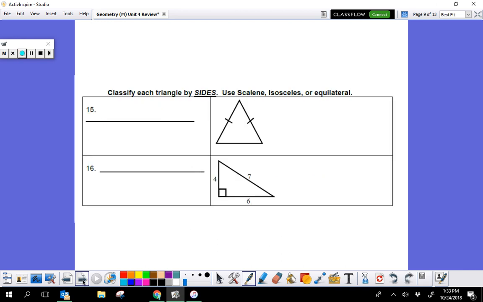Number 15, classify each triangle by its sides using scalene, isosceles, or equilateral. Remember, scalene means all different. Isosceles means two the same. And equilateral is all the same. Okay, so this first one, you can see they show that two sides are the same. So that means that one is isosceles.